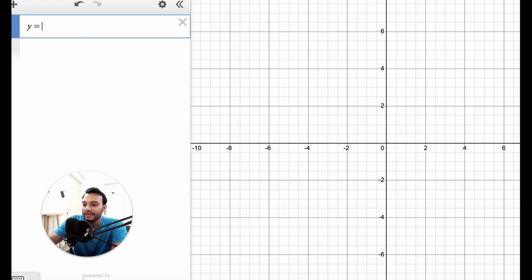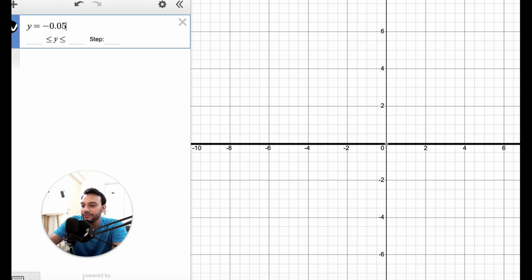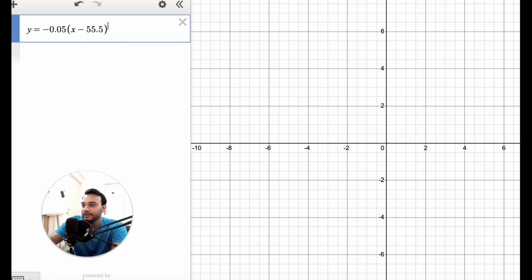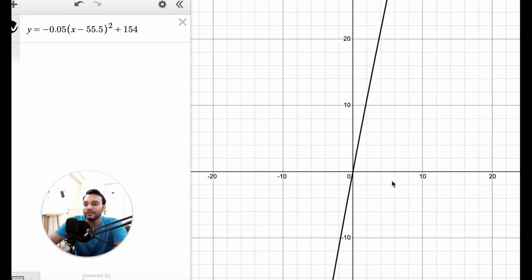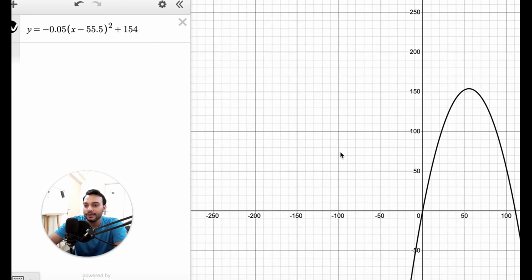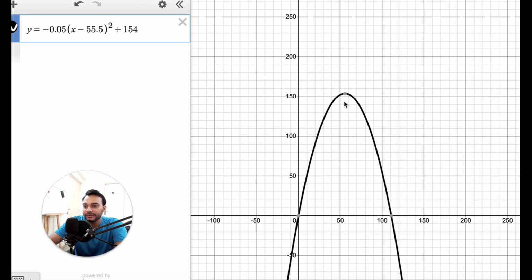So y is equal to negative 0.05 times (x minus 55.5) squared, then plus 154. And let's see where the vertex is occurring. I'm zooming out. Okay. This here is the vertex, 55.5. That's the number of seconds it takes to reach the maximum height. And 154 feet, that's the maximum height.